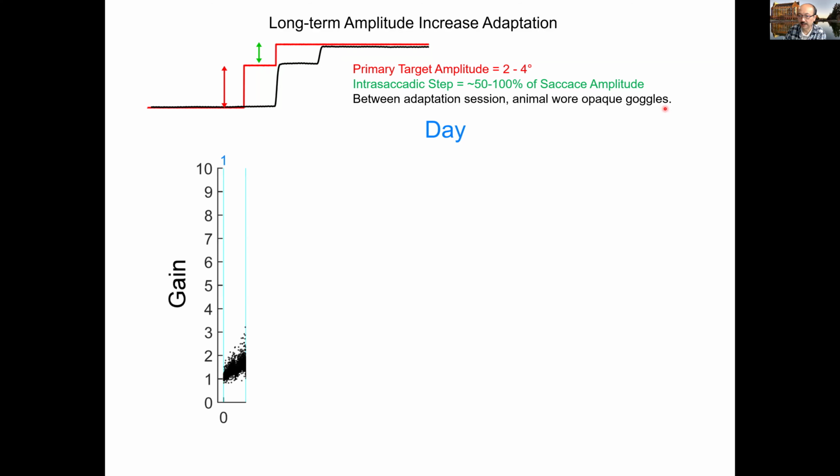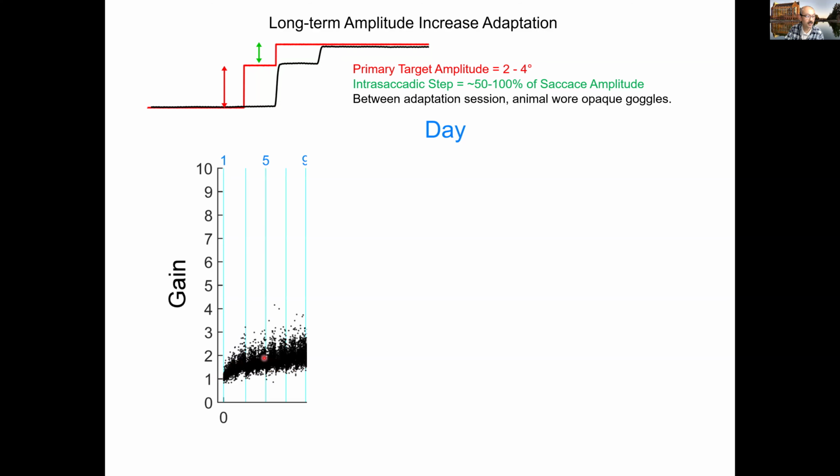So what's happening? Because we use not a single primary target amplitude, we measure the amplitude of the saccade in a normalized way. We call it the gain, which is simply the saccade amplitude divided by the primary target amplitude. So this is 2 days of adaptation. It starts close to 1, and then the gain increases close to 2.